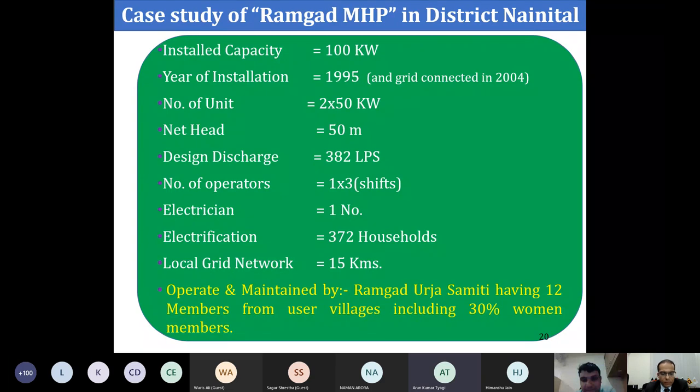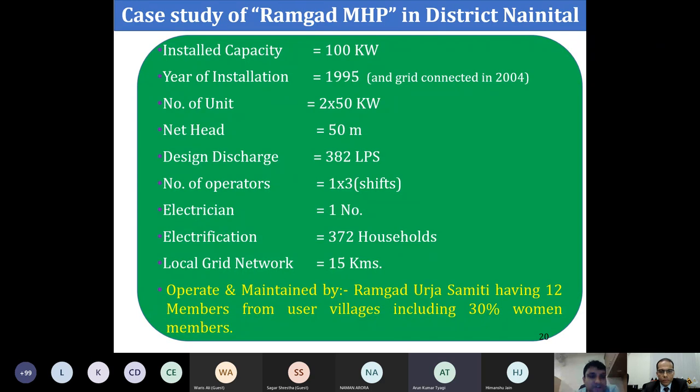Now this plant is working in dual mode, off-grid as well as on-grid mode. The total unit is 50 kilowatt, net head is 50 meter, design discharge is 382 liter per second. Operators: there are three operators, one in each shift. One electrician is there. Total households are 372, and the total grid network, including HT and LT line, is about 15 kilometer.